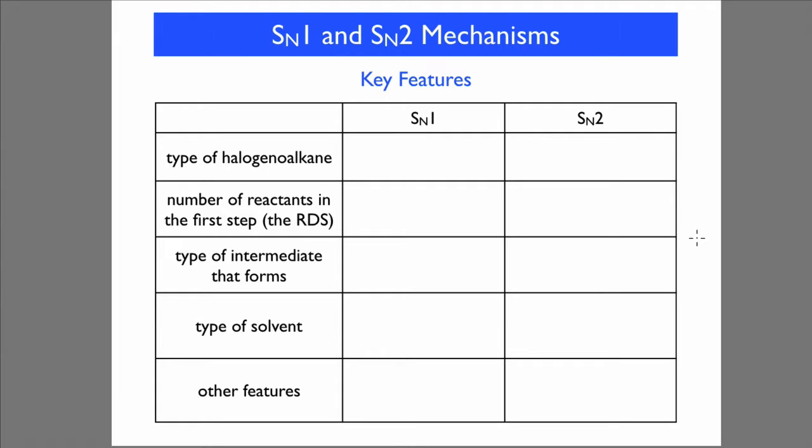Okay, so let's make a table of the key features of the SN1 and SN2 mechanisms. We'll look at SN1 first. The type of halogenoalkane is tertiary. Number of reactants in the rate determining step: 1. Type of intermediate that forms, we're forming that carbocation. Type of solvents, we need protic and polar solvents. And there's two steps to that mechanism.